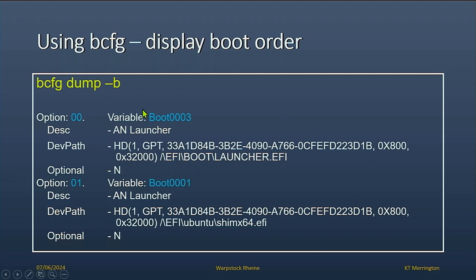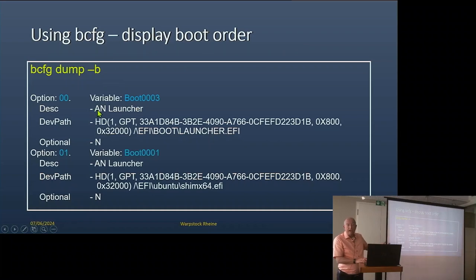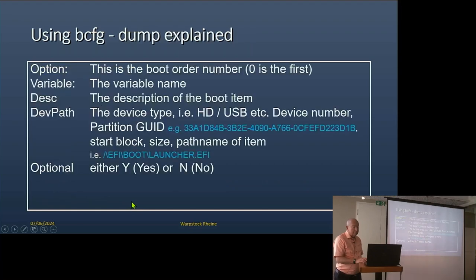This is the same, so you can now read it a little bit better. So the dump, what you in fact get: the boot order number 0 is the first, then you get the variable name, description, and so on, as I explained when I showed the first page.